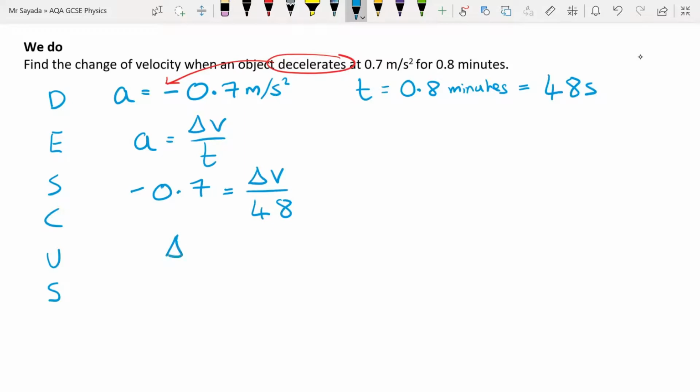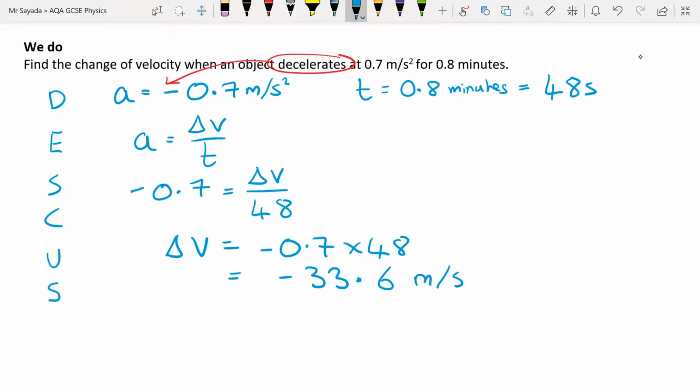Now we do the calculation. So how am I going to work out the change in velocity if minus 0.7 equals change in velocity divided by 48? Say your answer to the camera now. So we're going to have to do negative 0.7 multiplied by 48. You can always use a calculator. That gives minus 33.6. Next is U. What does U stand for? It is units. And what are the units for change in velocity? The units for change in velocity are, hopefully you've said, meters per second.